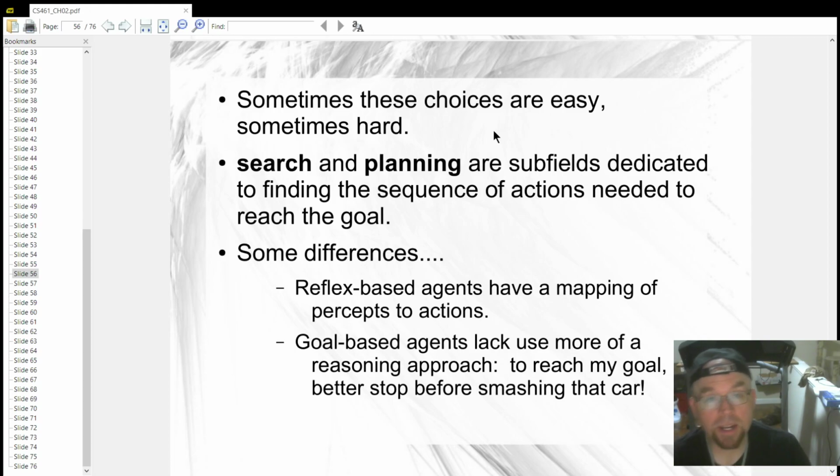All right? So sometimes those choices are going to be easy. Sometimes really complex. And so as we move on in the course, we're going to look at some algorithms that can help flesh out how those decisions are made. Okay, so what are those algorithms going to revolve around? Searching certain types of data structures. We're going to see that in chapter 3, the very next chapter. Okay, and also planning. So search and planning, these are subfields that are based around studying the best way to find sequences of actions needed to reach your goal.